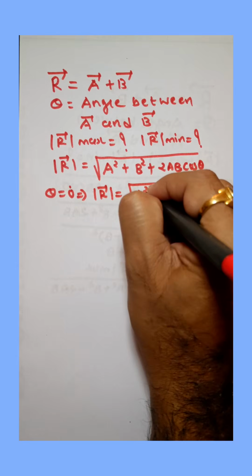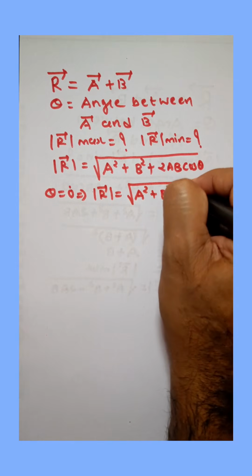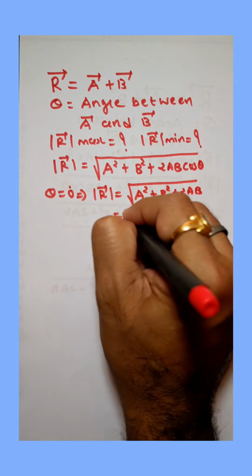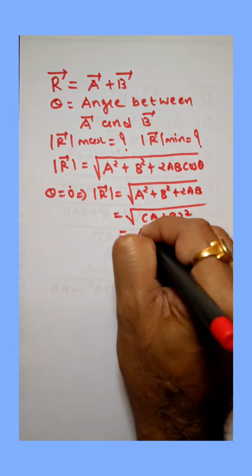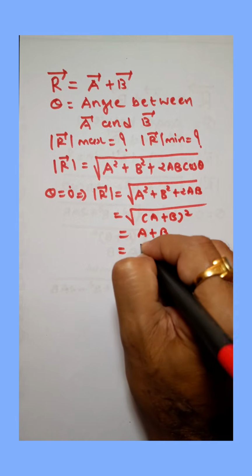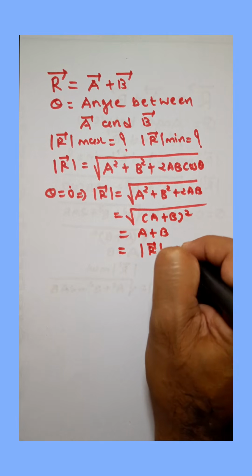Then mod r vector is equal to square root of a square plus b square plus 2ab, because cos 0 is 1. So square root of (a plus b) whole square. So it is a plus b, and that is the maximum value of r.